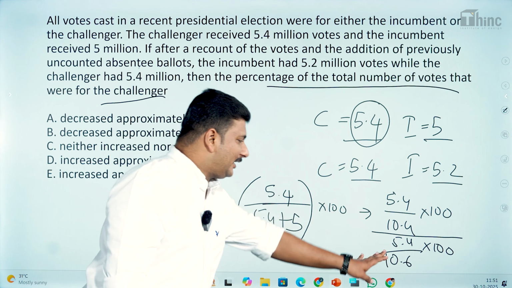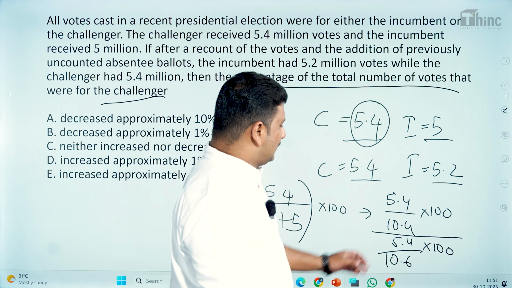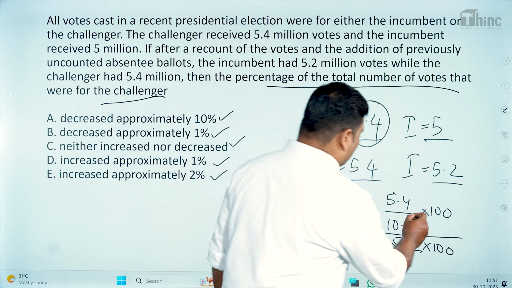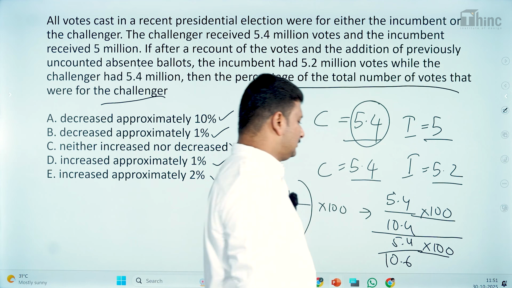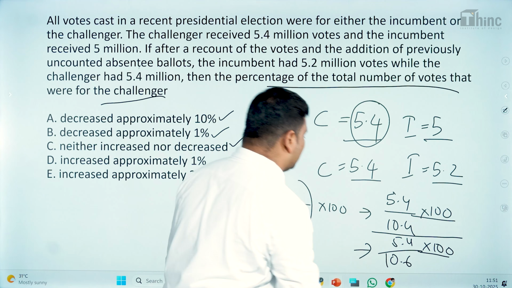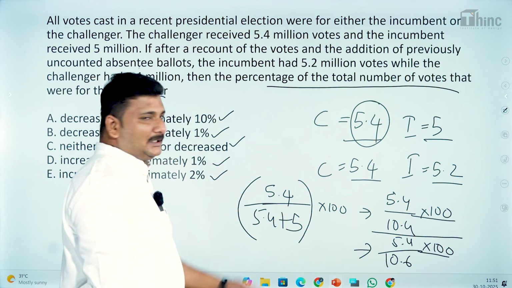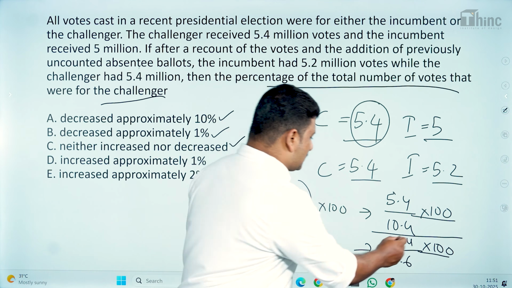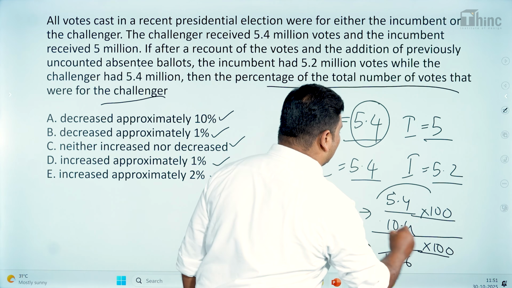So whether this value increased or decreased is a question. So there is no need of actually calculating it. Look at this. The numerator is the same, right? 5.4 into 100. Here also it is 5.4 into 100. But there is a denominator of 10.4. There is a denominator of 10.6. So we are actually comparing this value and this value.